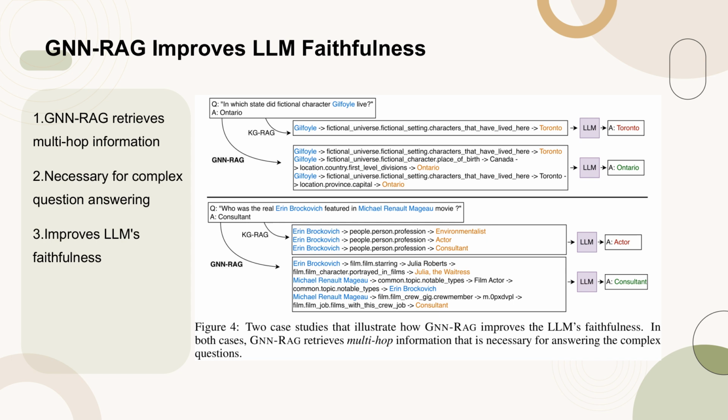Specifically, in the first case, GNN-RAG fetches both critical facts required to answer the question, unlike the baseline KGRAG, which only retrieves the first fact. In the second case, GNN-RAG correctly identifies the necessary entity type, whereas the baseline incorrectly retrieves irrelevant information. These examples highlight GNN-RAG's ability to enhance LLM performance by ensuring the retrieval of accurate and relevant multi-hop information.